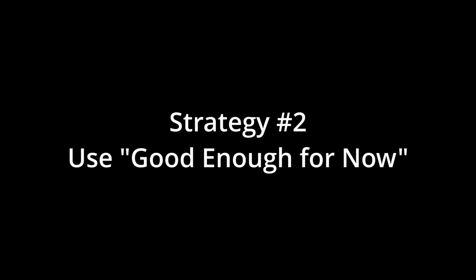Strategy 2, use good enough for now. If you have a version that works for 80% of your use cases, you can use that version while you continue optimizing. You don't have to solve this all at once. Use the 80% version for your actual work today and spend another hour next week getting it up to 95%. The idea is progress over perfection.